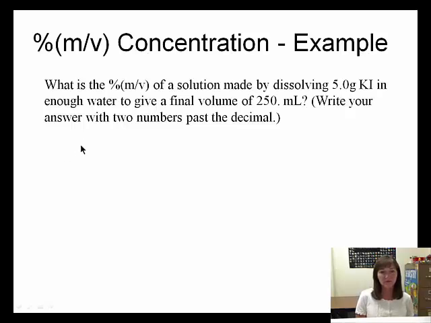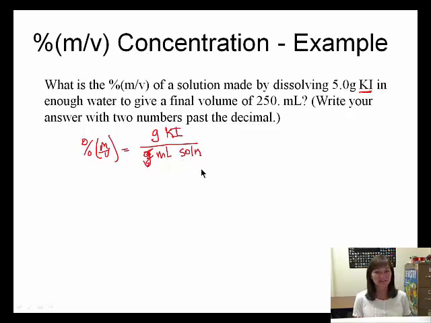Okay, so our formula says the percent mass volume is equal to the grams of the solute. In this problem, the solute is always going to be given to you with a molecular formula. So it's the grams of the potassium iodide over, and the formula wants the milliliters of the solution. Solution is abbreviated SOLN. And we can't forget we have to times it by 100 to turn it into a percent.